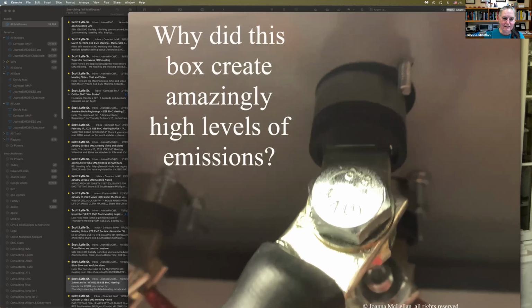Okay, you guys tell me, why did this test box create hideously, amazingly high levels of RF? This is a quiz. I see lots of pointy corners. Someone speak up. Why did this test box fail miserably?